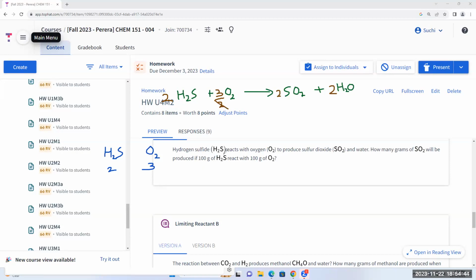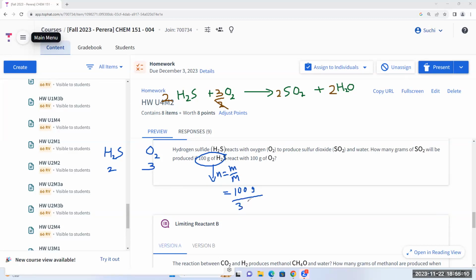Okay, how do I do that? Here's the grams of H2S. If you use this equation, mass divided by the molar mass, that will give you the moles of H2S. So let's do that. We have 100 grams as our mass, and the molar mass of H2S. What's the molar mass of H2S?